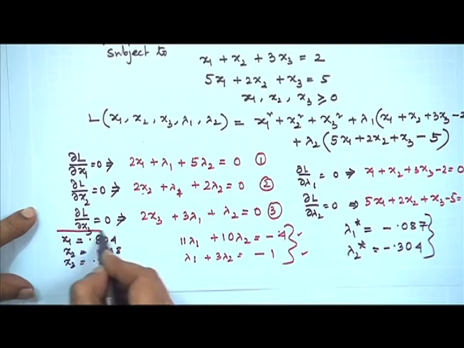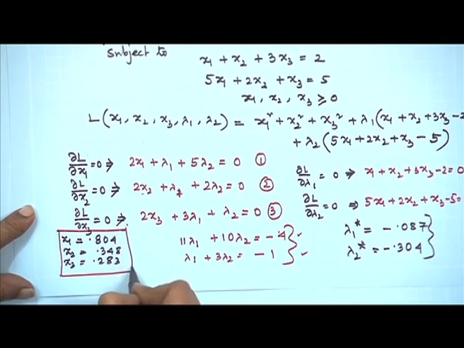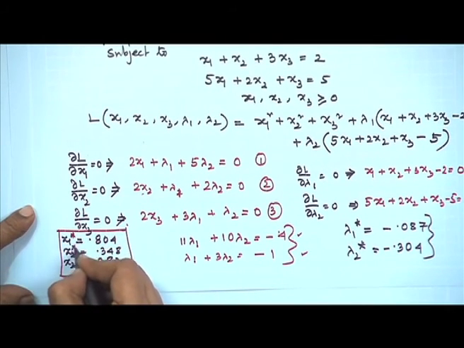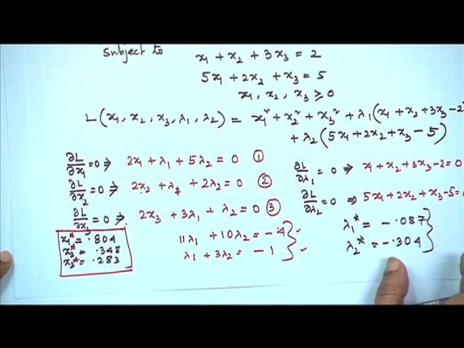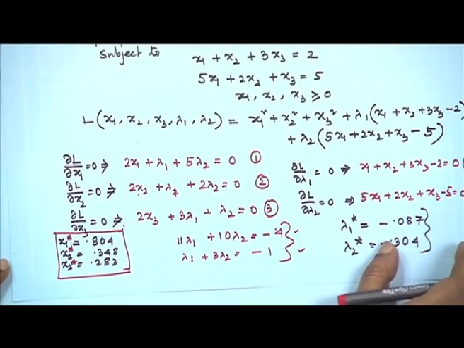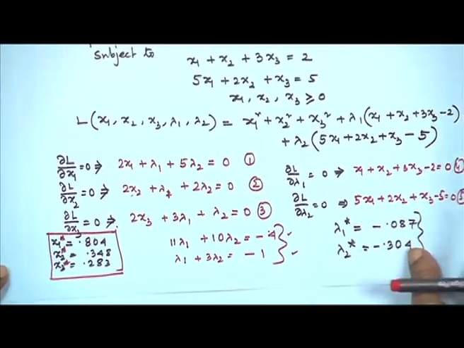Now, we do not know whether this solution is optimal or not. That is why we need to consider the sufficient condition, the second order derivative of L.